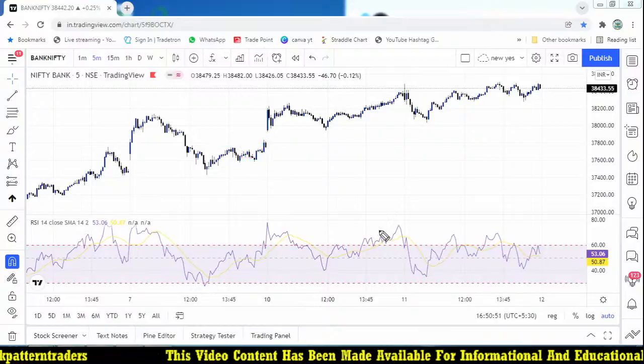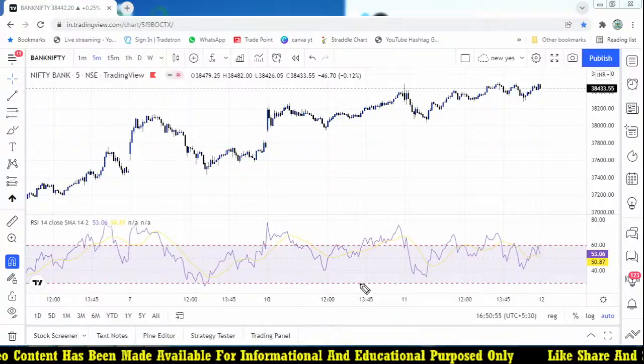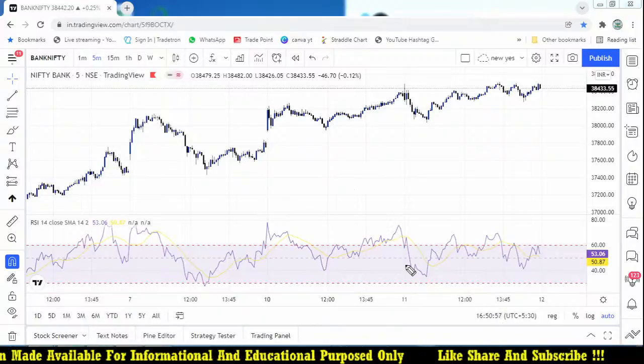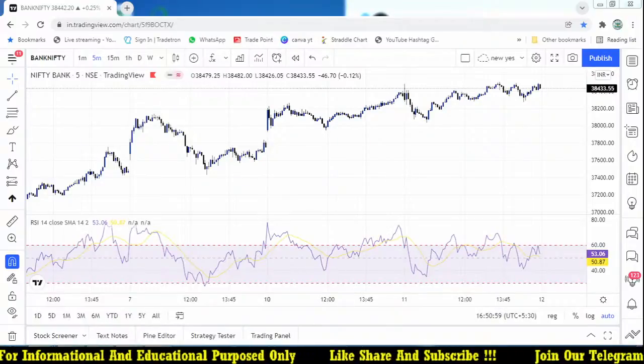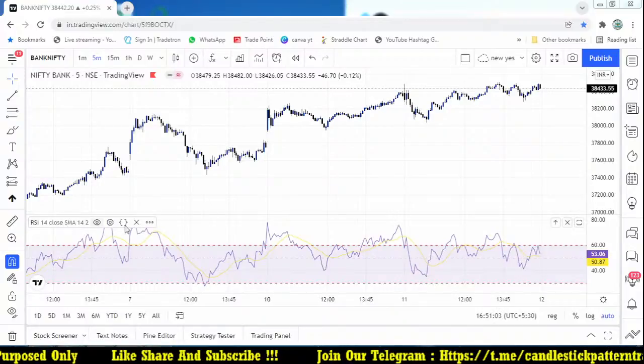So this is the way I am using RSI. Whenever it crosses above 60, previously it must have been below 30. That should be the new buy signal based on the RSI scanner which I am following.